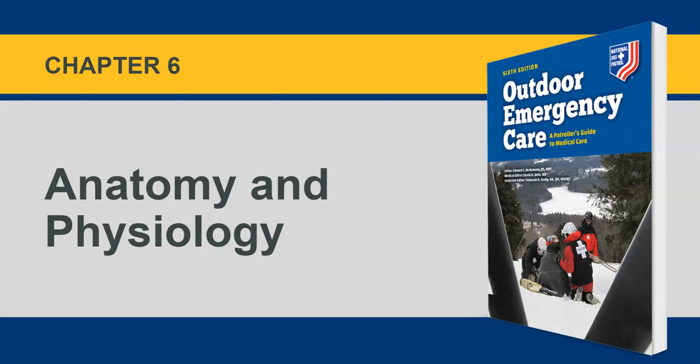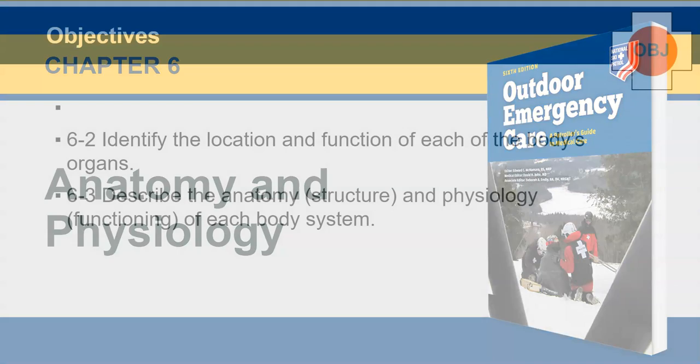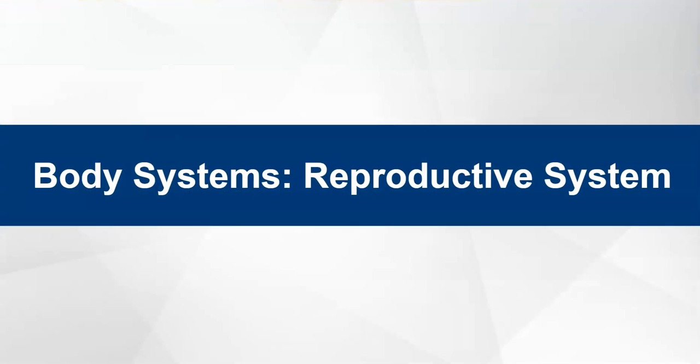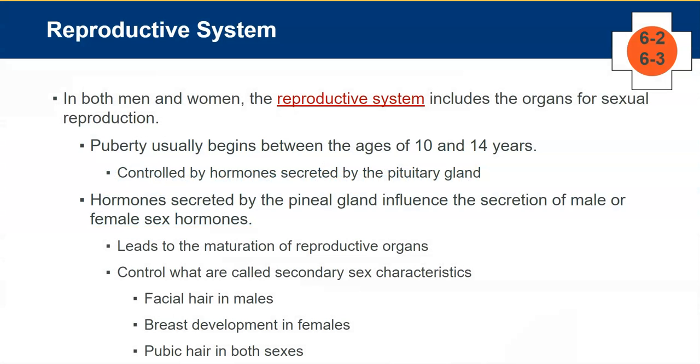This video continues Chapter 6 on anatomy and physiology by looking at the structure and function of organs of the reproductive system. Now, the reproductive system is obviously different for both males and females. However, for both males and females, development occurs during puberty between about 10 and 14 years of age.